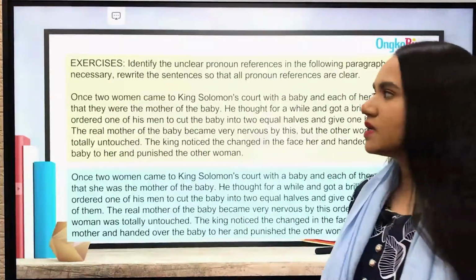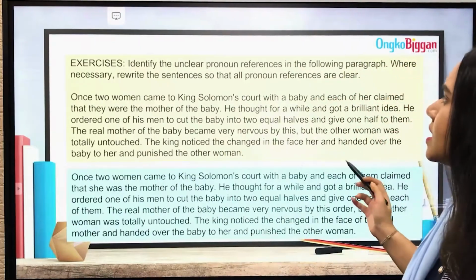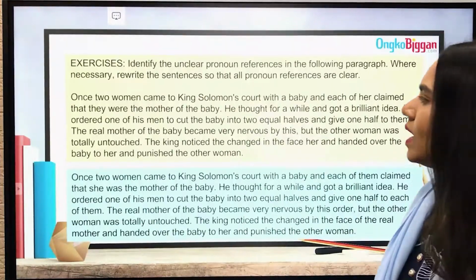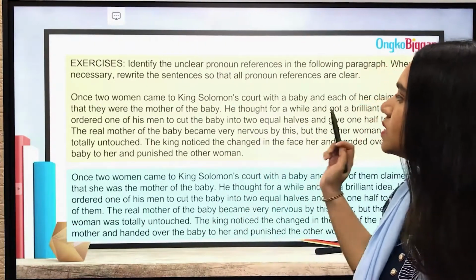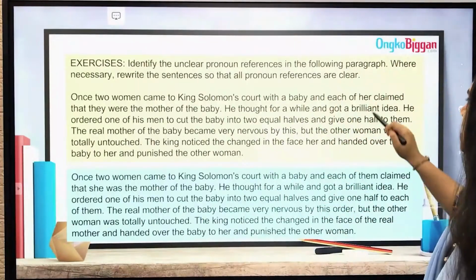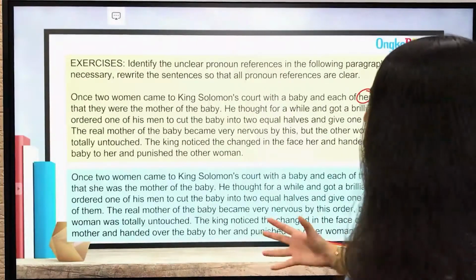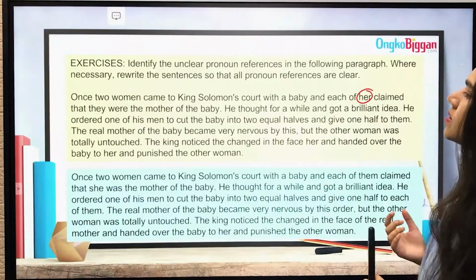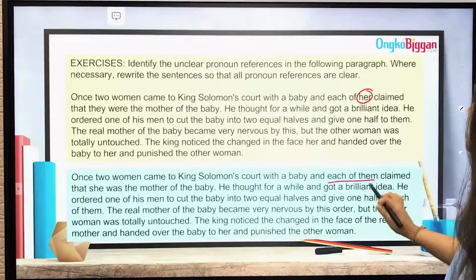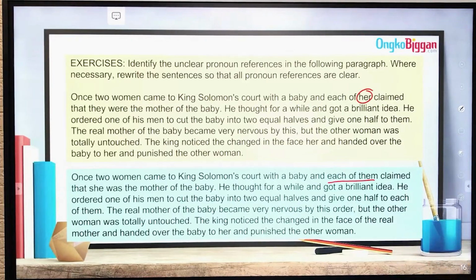Okay, so in this particular exercise, we are trying to identify the unclear pronoun references in the following paragraph. So let's see. Once 2 women came to King Solomon's court with a baby, and each of her claimed. So what does the word her here mean? This is very unclear, right? And who are we referring to? So we are trying to say that each of these two women, so in the case of her, we will say each of them claimed that they were the mother of the baby.